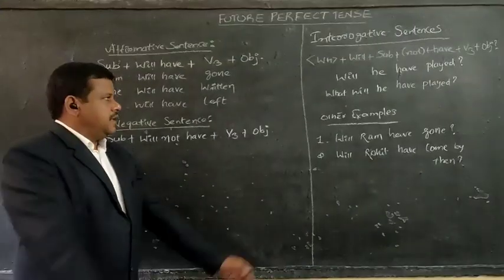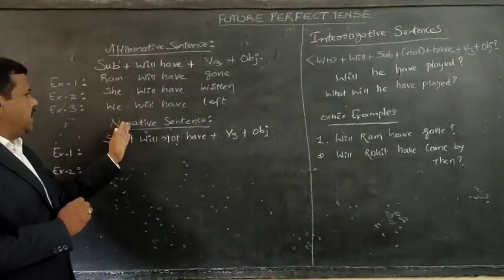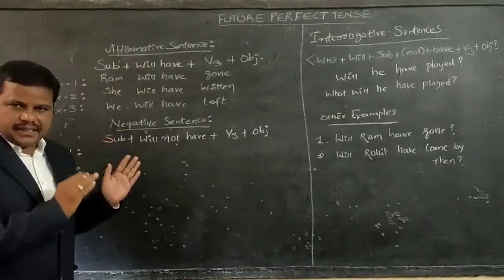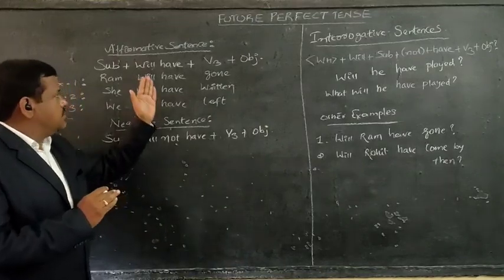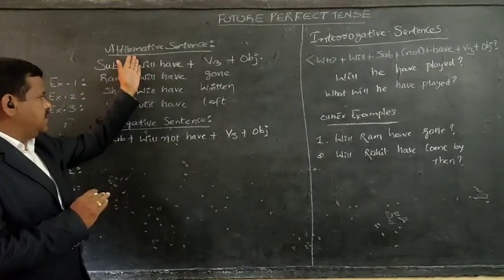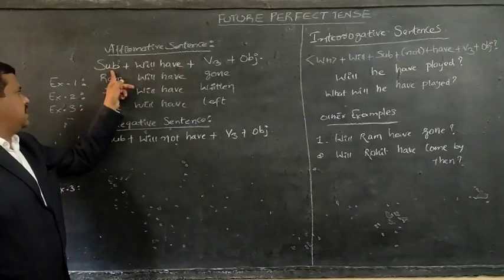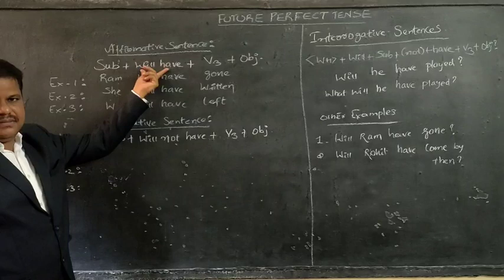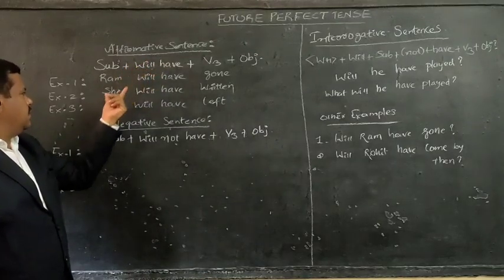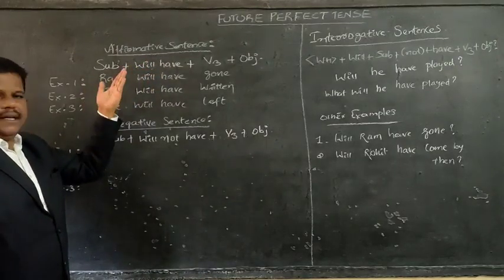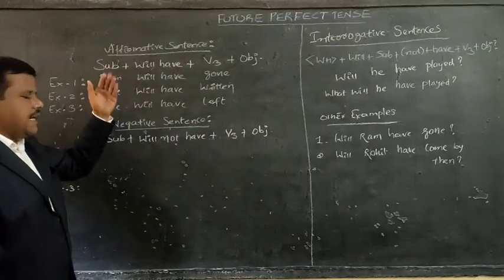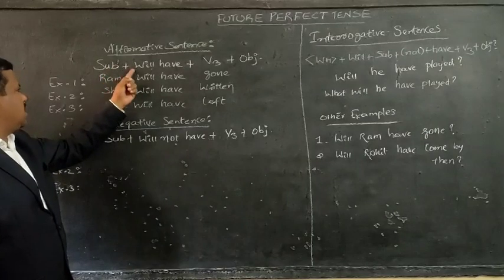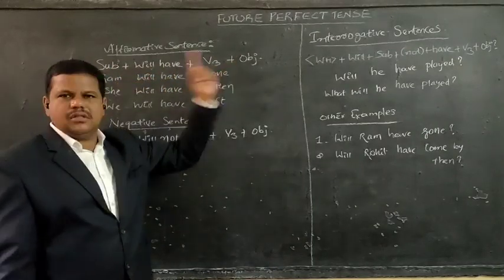Students, let us see the affirmative, negative and interrogative sentences with a few examples. These are basic examples, and we are going to discuss the affirmative sentence first. Now what is the structure of an affirmative sentence here? Subject plus will have. So when I am using will have, I will be using he, she, it, we, and you can use names also, like Ram, Krishna, etc. See this once again: subject plus will have plus V3 plus object.